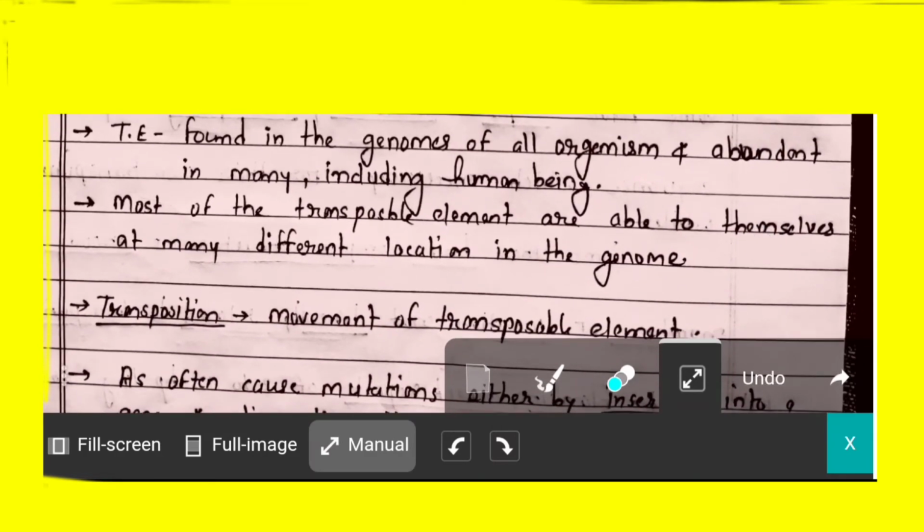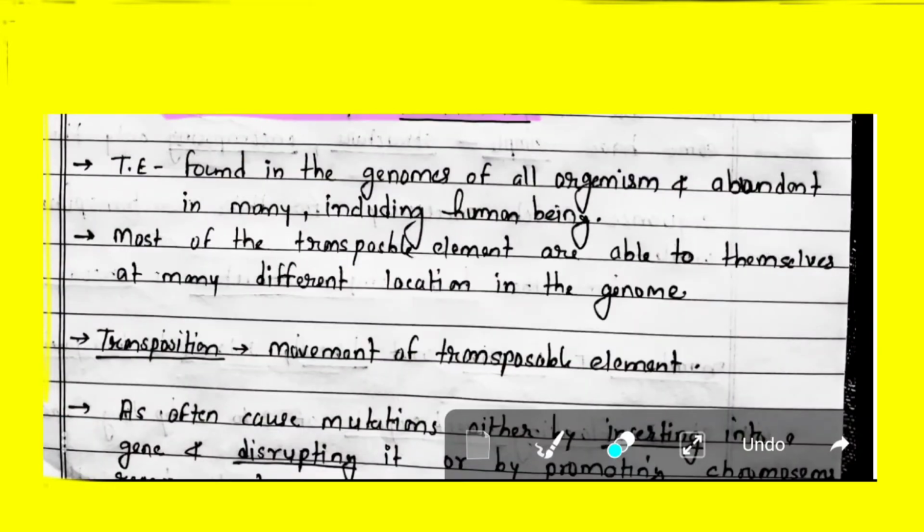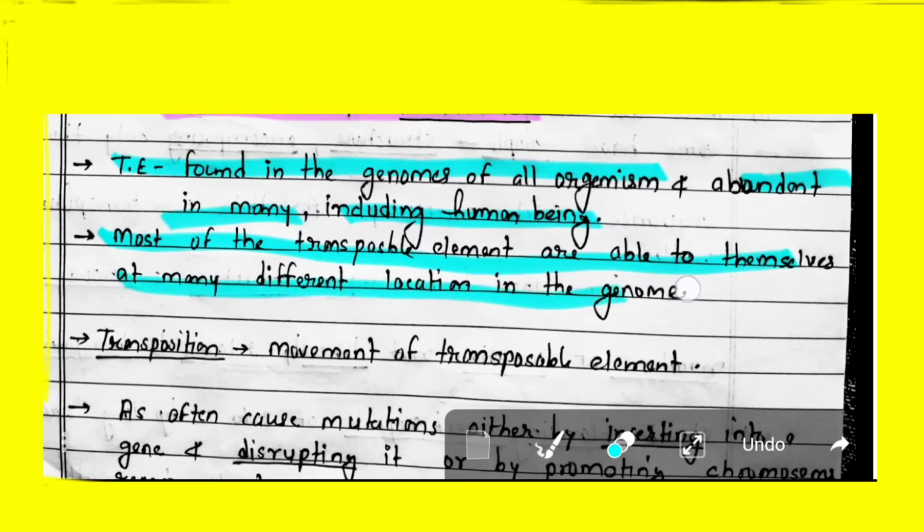Next, go on. Transposable elements are found in the genome of all organisms. It means they are found in both eukaryotic and prokaryotic, abundant in quantity, including human beings. These are also found in human beings. Most of the transposable elements are able to insert themselves at many different locations in the genome.